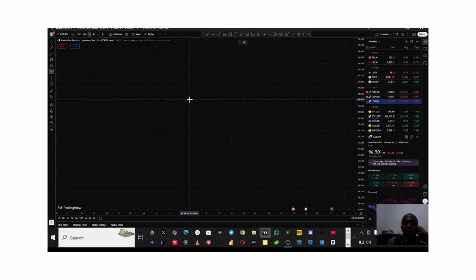And there must be an impulsive move. The candle that breaks the previous high or the previous low must be a body, and must not be a wick. What does that mean? Like this.